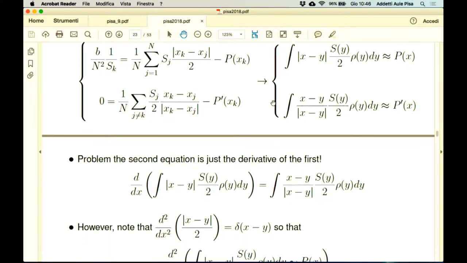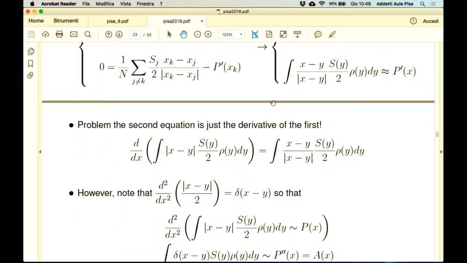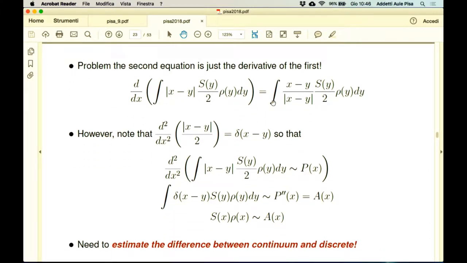However, there is still something that you can do even at this level. If you look at this function x minus y, that's the Green's function in 1D, right? If you take the second derivative of this, you get a delta function. So when you differentiate this twice, this integral becomes local. You get a delta function here, and so you get s times rho is equal to A of x. A of x is this function here. So even though you cannot solve for both s and rho, at leading order this is all you get: the product of those two equal to A of x.